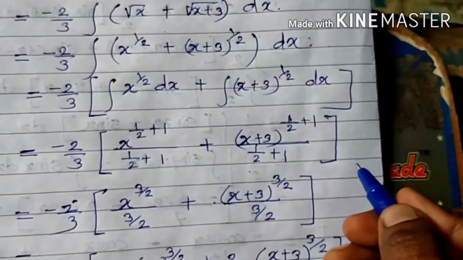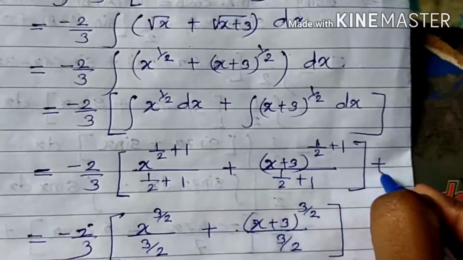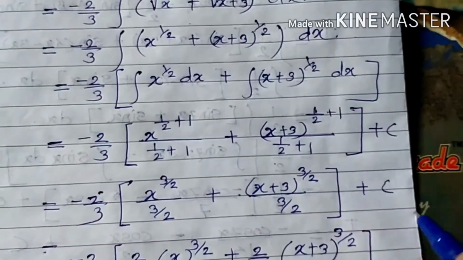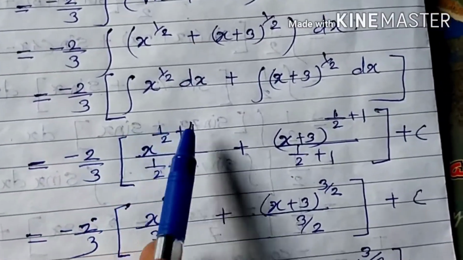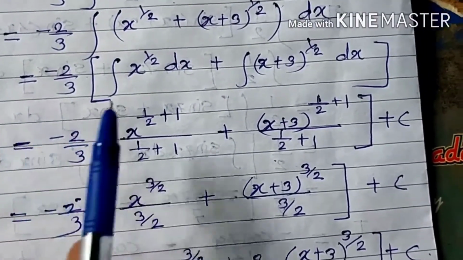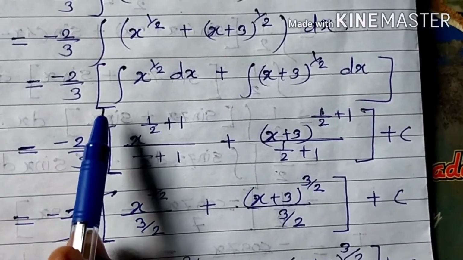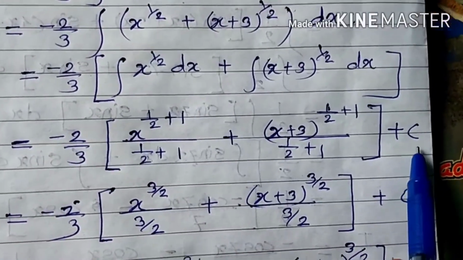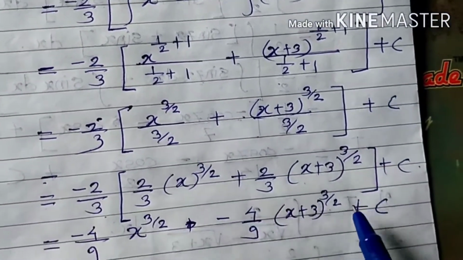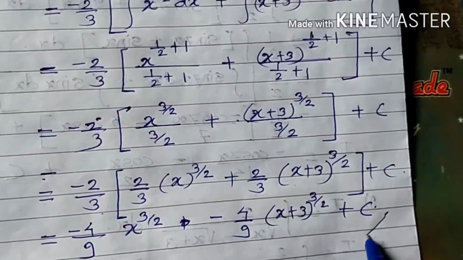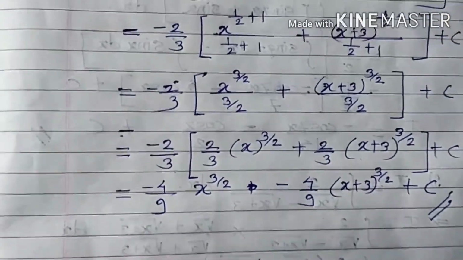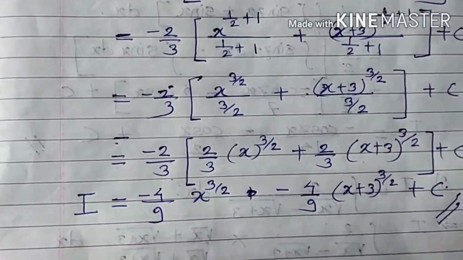Here I forgot plus c, so write here plus c. When you integrate, the integration sign is removed, and here we get the integration constant, which is plus c. So here you have to write the integration constant. So this is your answer. I is equal to this.